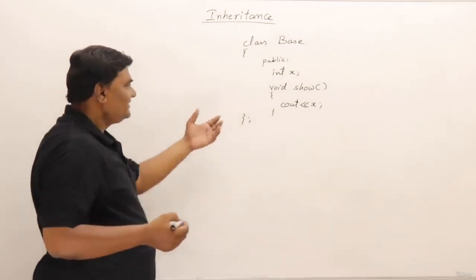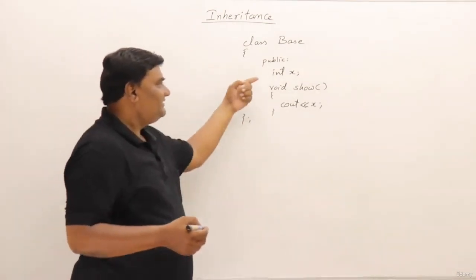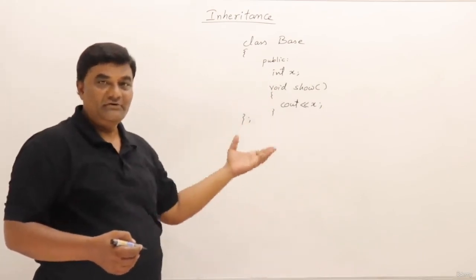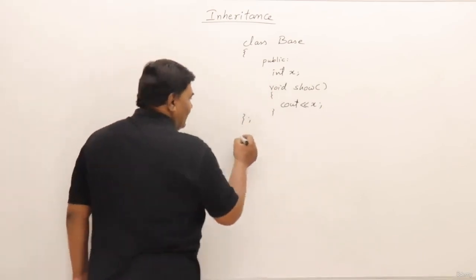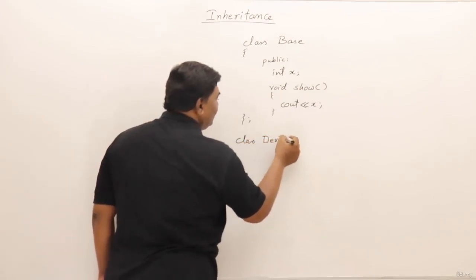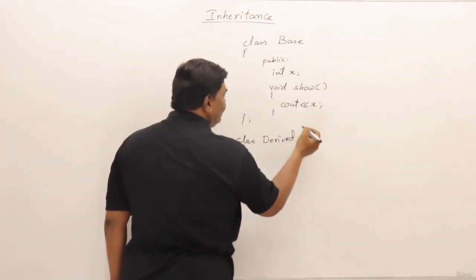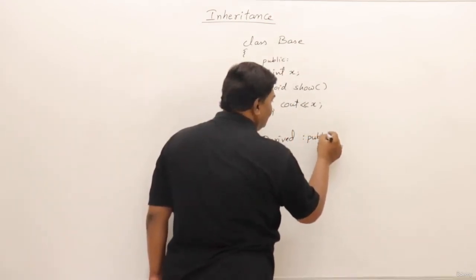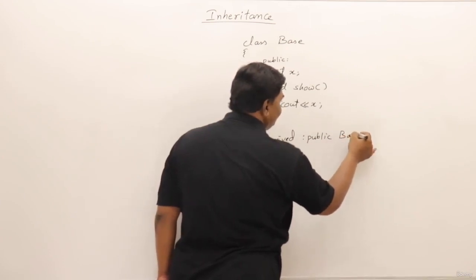That's all. A simple class I have written, which is having one data member, that is variable x, and a function show, which will display the value of that x. Then I will write a class derived, and that is inheriting from base class. So here I will write public base. So this is the syntax.